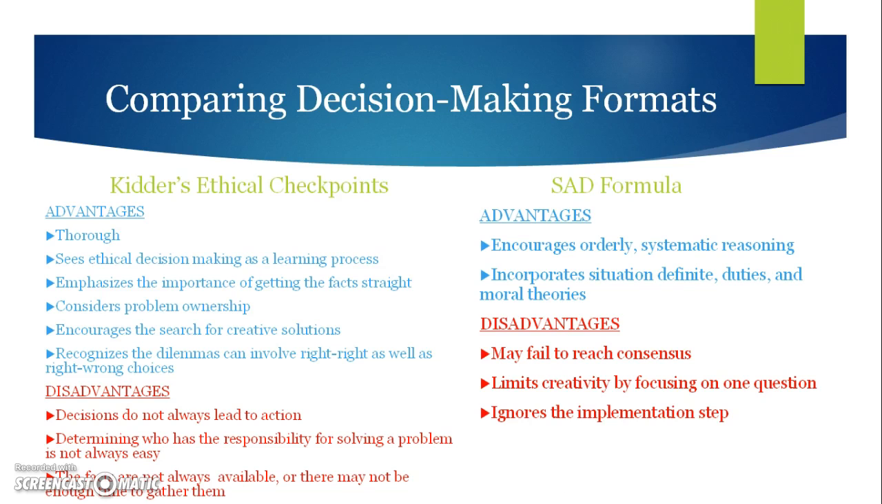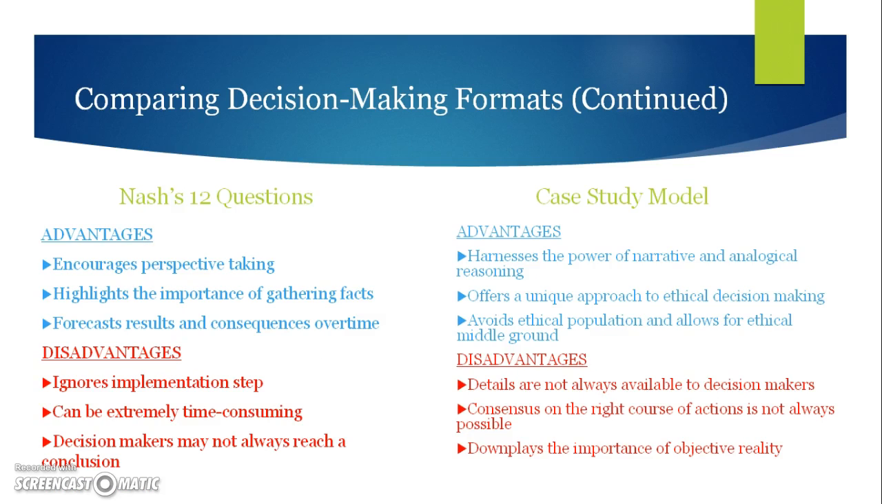The next two slides I set up as a comparison between the 4 different decision-making formats, so you can see the advantages and disadvantages of each. This slide has Kidder's ethical checkpoints and the SAD formula. Then this next slide has the other two, Nash's 12 questions and the case study method. Again, this is just listing a comparison between the ideas. You can see the advantages and disadvantages of all the decision-making formats.